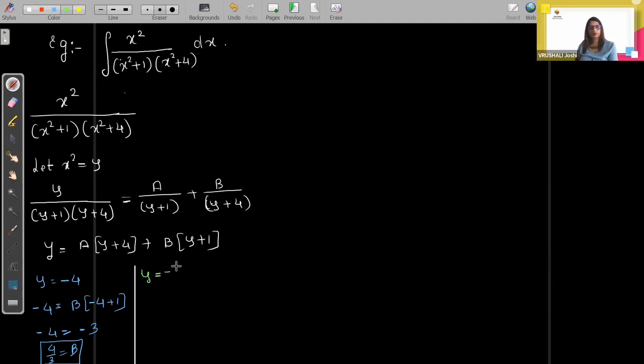Now to find A, what will we do? y is equal to minus 1. So that's going to be minus 1 is equal to A into bracket minus 1 plus 4. So minus 1, B will become 0 so there is no need to write B, is equal to 3A. So minus 1 by 3, that's equal to A.